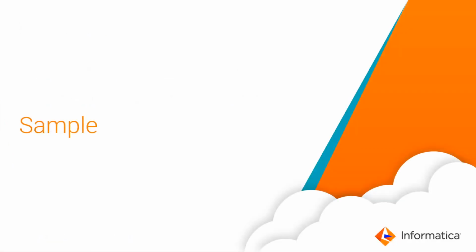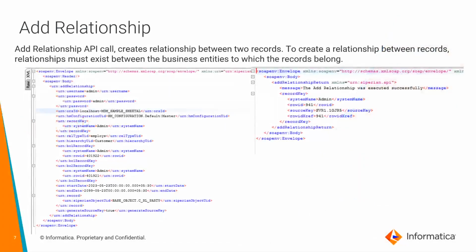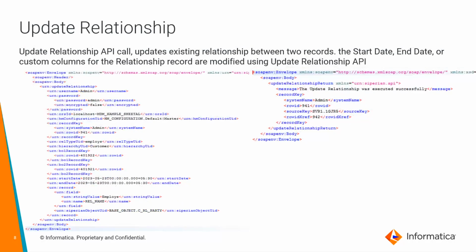Moving to sample, first I will discuss the add relationship and moving forward we'll go with the update and delete relationship. In the add relationship API call, we are going to create relationship between two records. These two records in our case is going to be in the same BO, that is C party. The relationships are already defined in the Hub Console as the hierarchies is already enabled. Moving to update relationship. In the update relationship API call, we are going to update the same relationship we created. We are going to update the start date, end date and one of the custom columns.